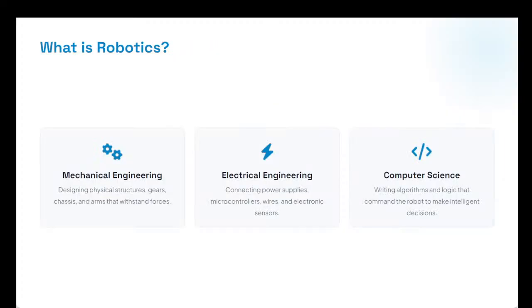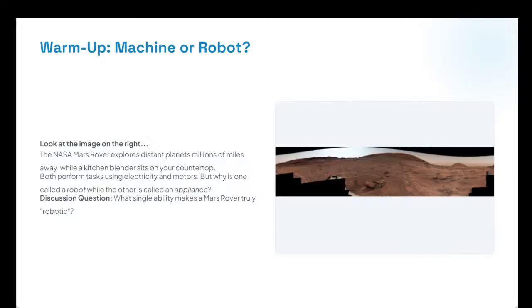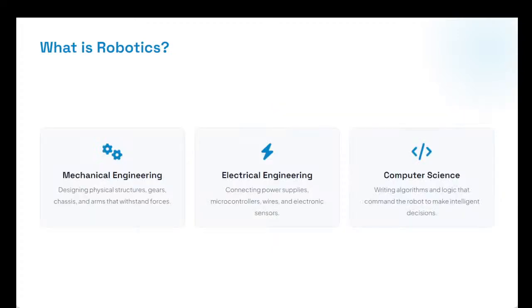So, what is robotics? Mechanical engineering: designing physical structures, gears, chassis, and arms that withstand forces. For example, once you see the picture, you might be able to see small parts of the robot sticking out. That's mechanical engineering. That's their job to do that.